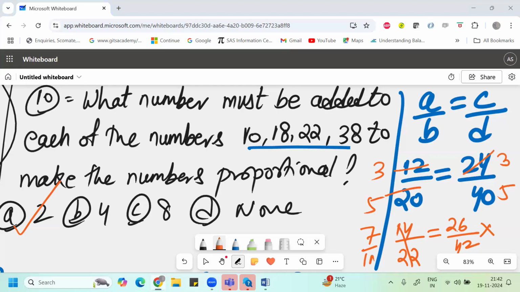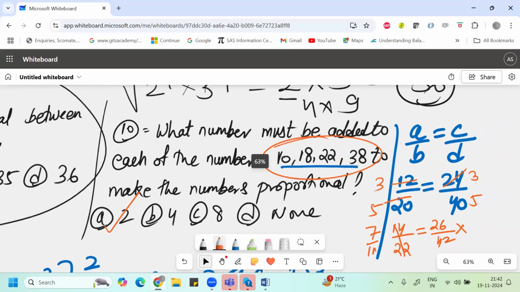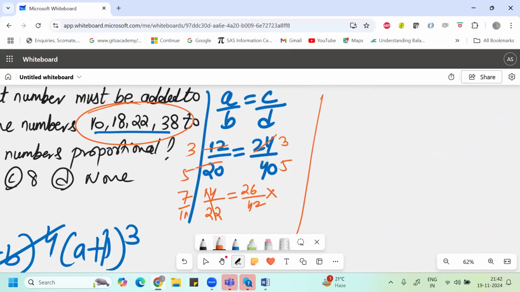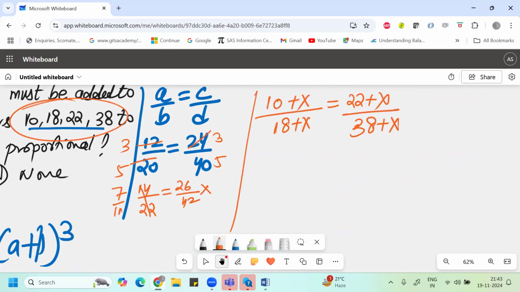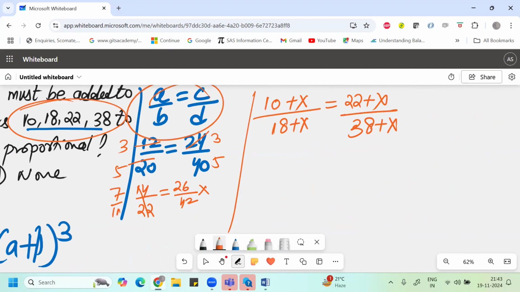If you want to do it mathematically, we can do mathematically also, but that would be lengthy. Let the term be x. So 10 plus x by 18 plus x is equal to 22 plus x divided by 38 plus x. I added x to each of the terms. Now they are proportional. Proportional means a by b is equal to c by d. Now cross multiply. 10 plus x into 38 plus x is equal to 18 plus x into 22 plus x.